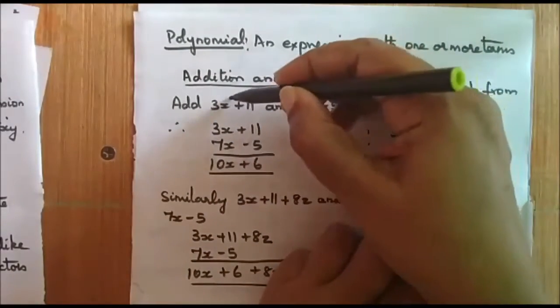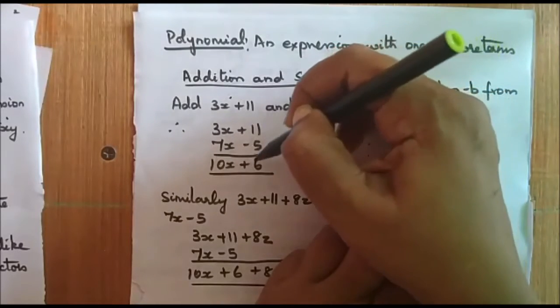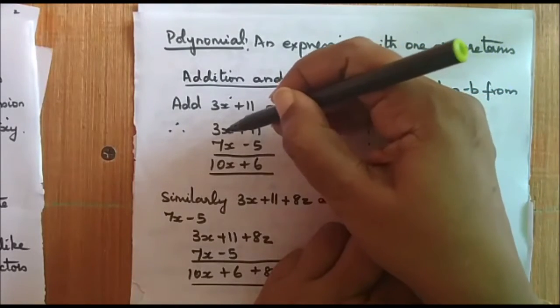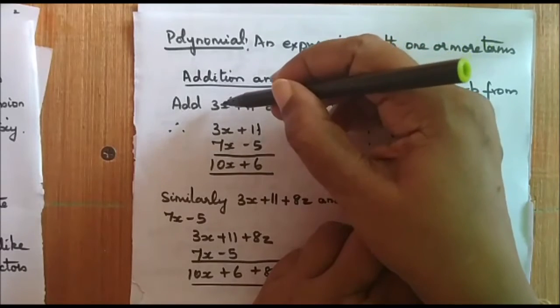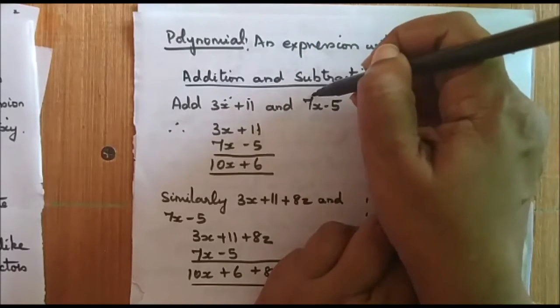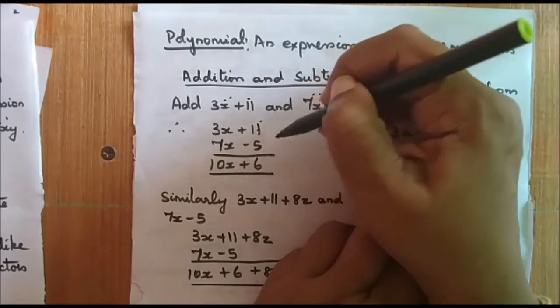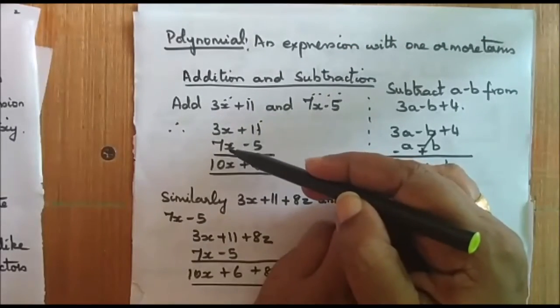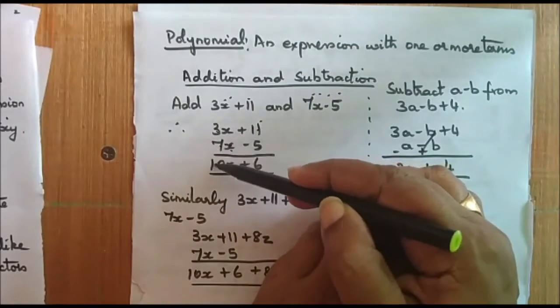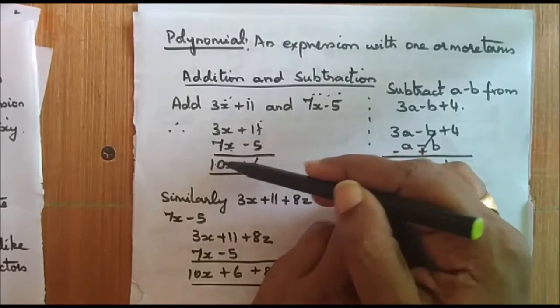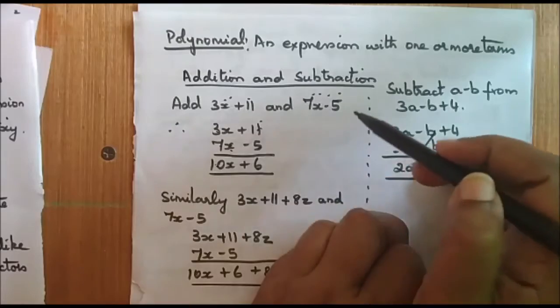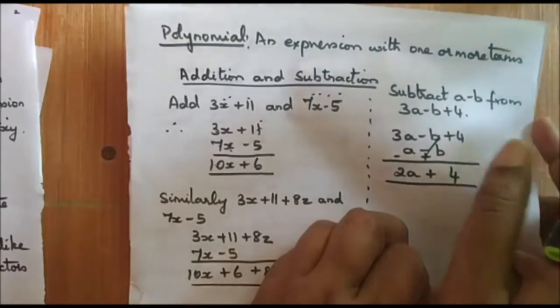Now let us take these two algebraic expressions. When we add them, we write x beneath the x and the constant beneath the constant. So 3x plus 11 and 7x minus 5, we can add them like this. We get 3x plus 7x is 3 plus 7, 10x, and 11 minus 5 is equal to 6. So 10x plus 6 is the addition of these algebraic expressions.